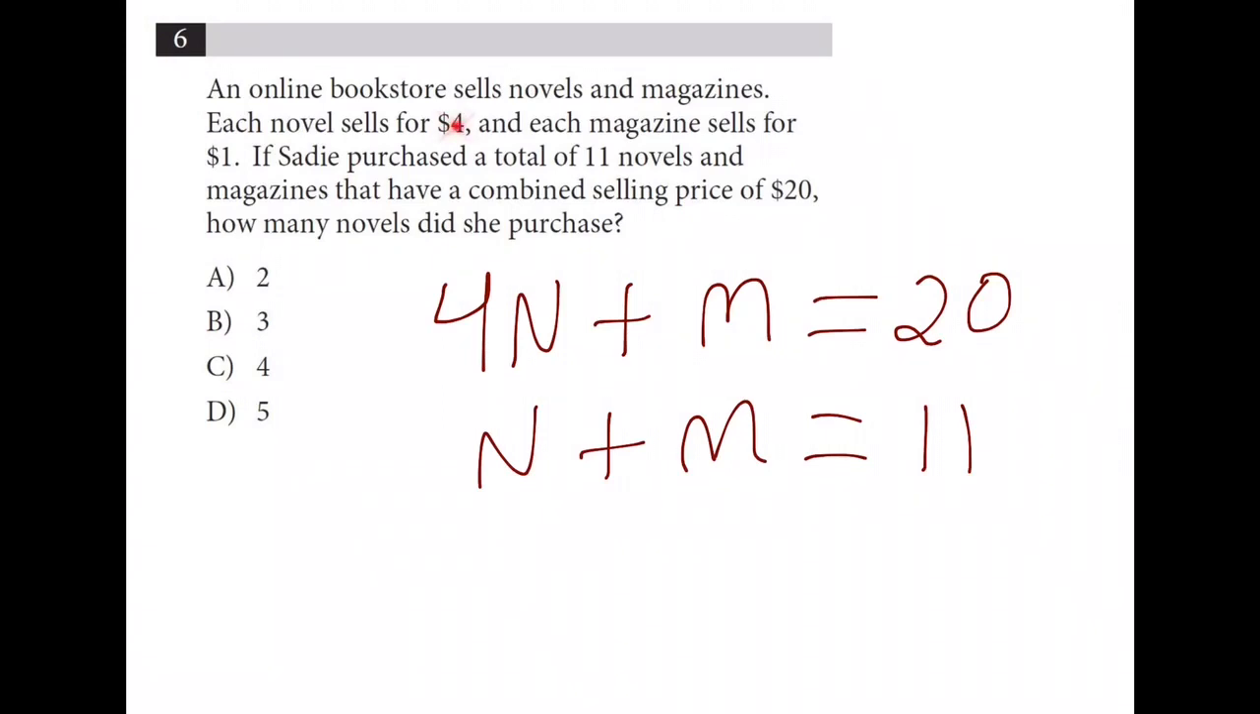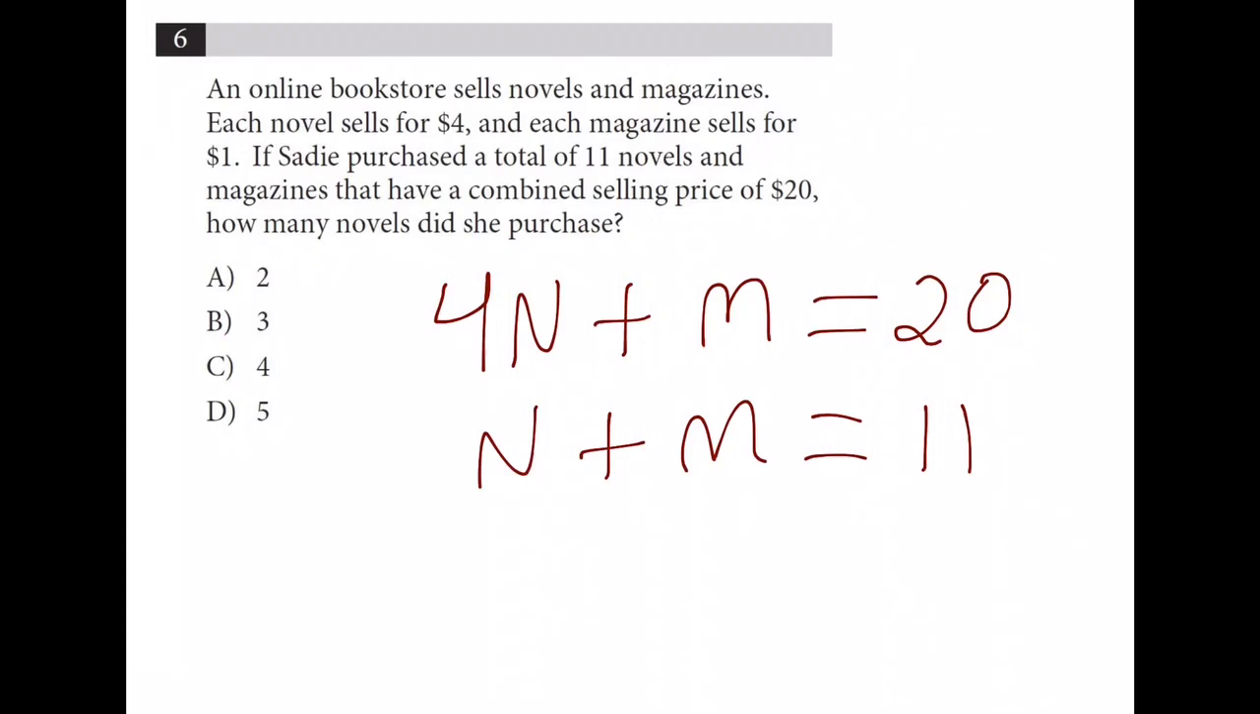First, that 4 times n for novel, and 1 times m, or just m, for magazine, give a total selling price of 20. And then the total novels and magazines put together, or n plus m, is equal to 11.